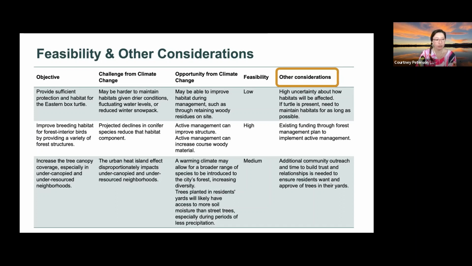And then finally, with increasing tree canopy coverage, there's probably going to be additional community outreach needed, as well as additional time to really build that trust and relationships needed to ensure that residents really want and approve of those trees in their yards instead of street trees. So some of those different things to think about with the local community as well.